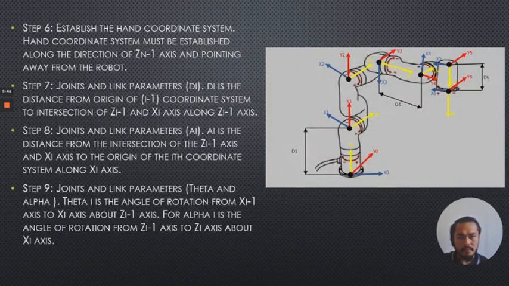Next, the diagram shows the x, y and z axes of the robot coordinate system. And then step 6 is to establish the hand coordinate system, which is the end effector. Step 7 is to establish the joint and link parameter di. In this case, there are two di, which are d1 and d4. Step 8 is the joint and link parameter ai. And then step 9 is the joint and link parameters theta and alpha.